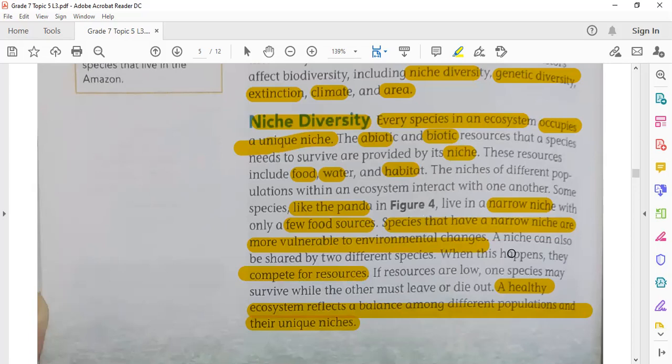Some organisms that have a narrow niche are more vulnerable to environmental changes. If there is not enough food, they will struggle or may die, because they depend on a specific type of food. If two species share the same resources or the same niche, they will compete. A healthy ecosystem reflects a balance among different populations and their unique niches.